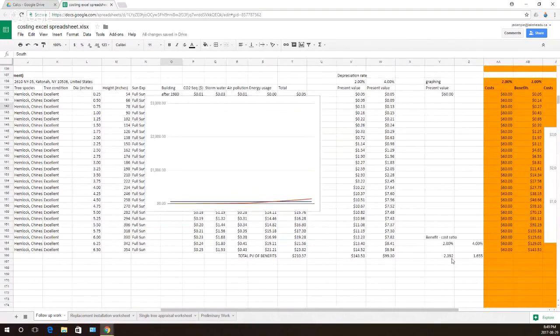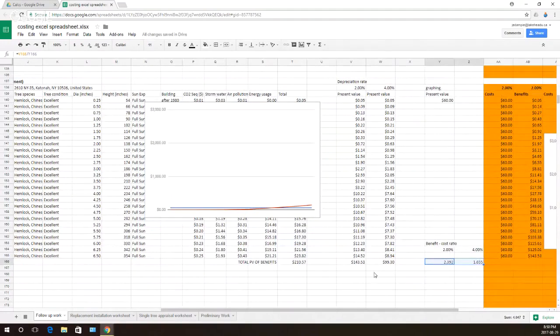Do I have the ratio? Yeah. So the cost benefit ratio here. In both cases, when we do the depreciation rate of 2% and 4%, in both of those scenarios, we see that there is an overall benefit under those two assumptions. So that's a good sign.